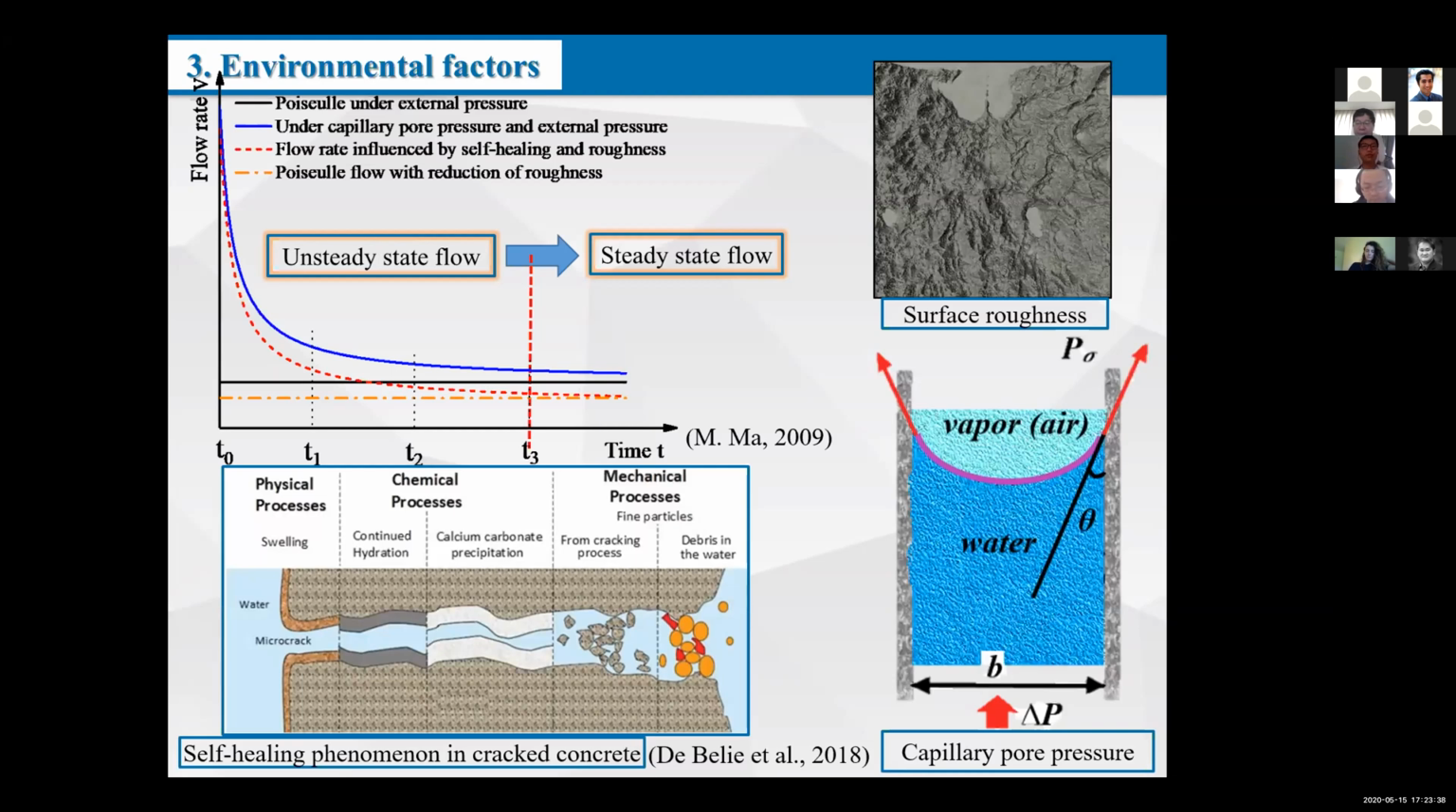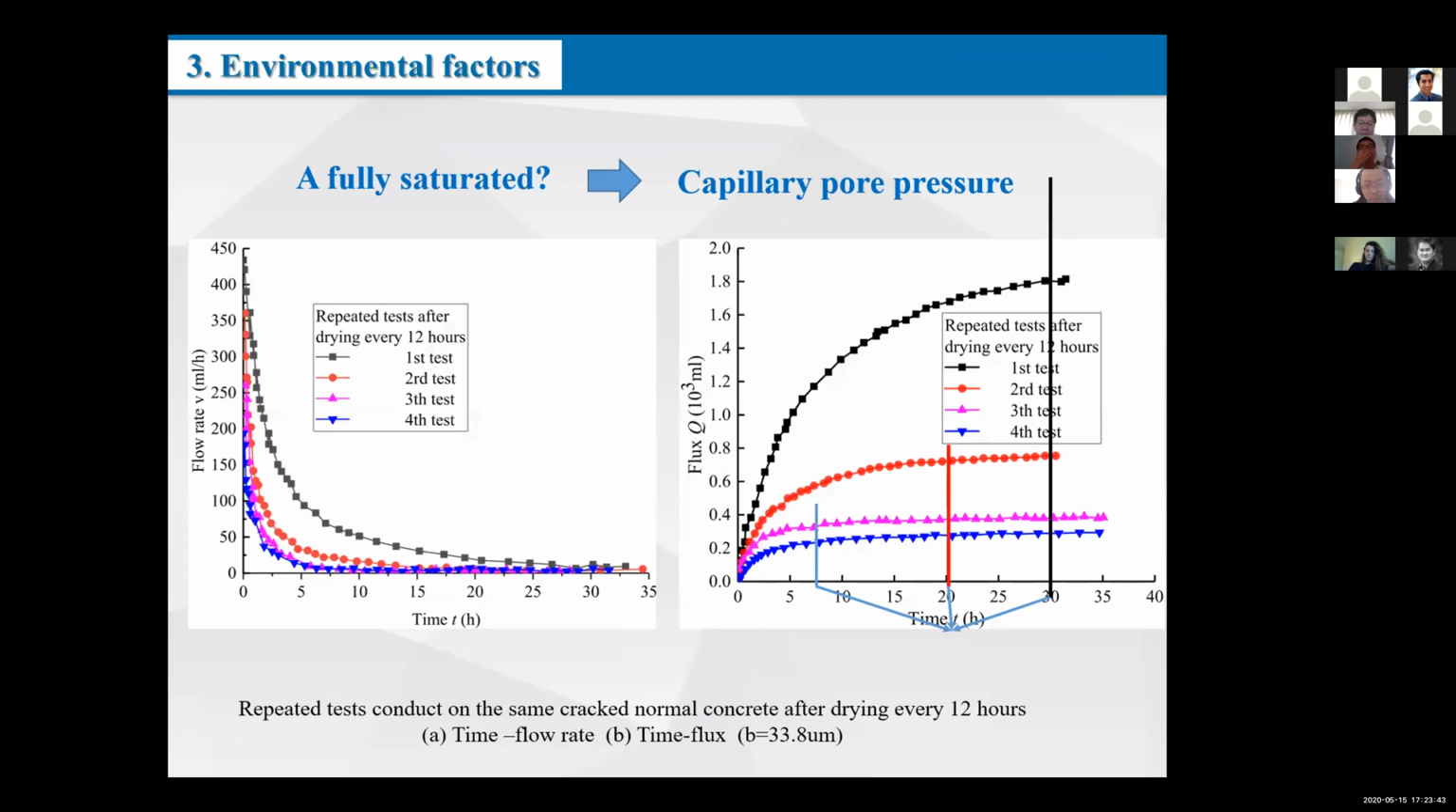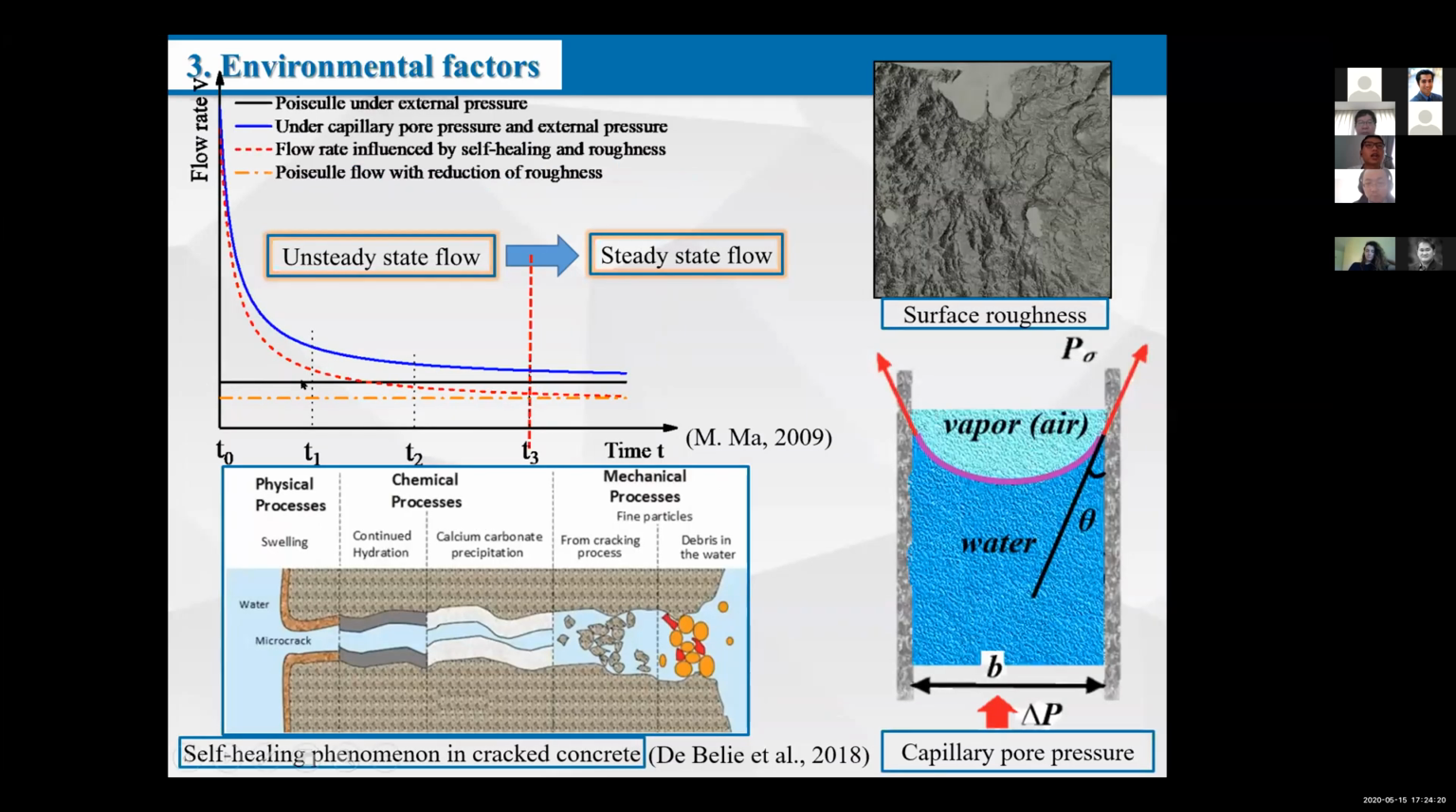According to research by Mao, he presented that a fully saturated situation always means that the capillary pore pressure is 0. Then, how does the capillary pore pressure influence the tested data? Like this picture. We always talk about the Poiseuille's law. It is a straight line, parallel with the x direction, the time direction. It is a constant water flow rate.